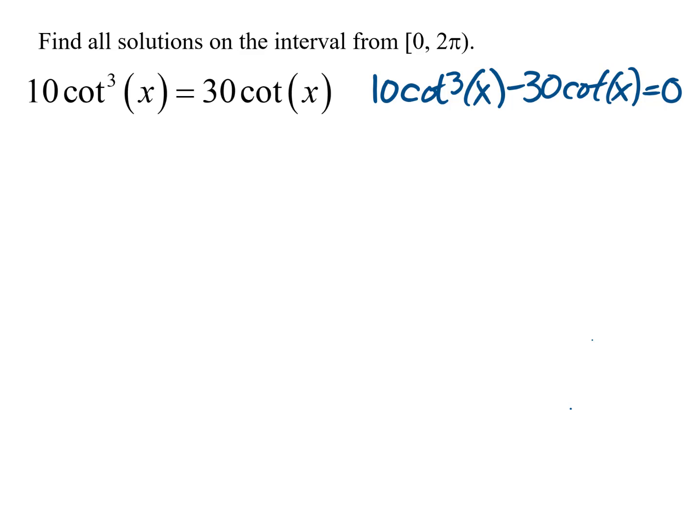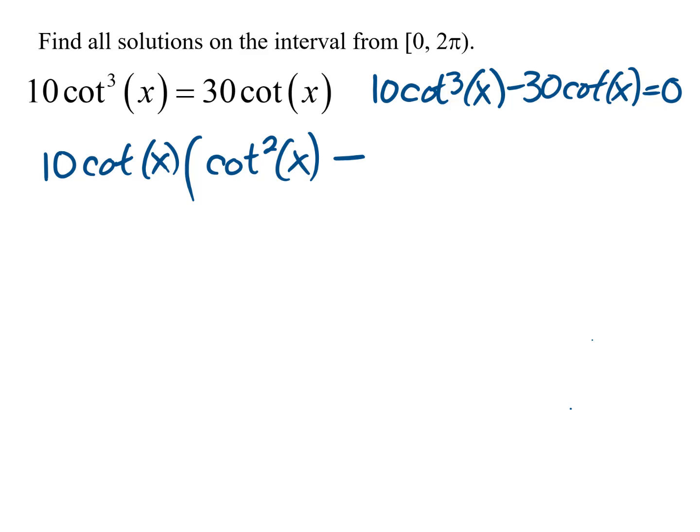Now I see that I have in common a 10 and a cotangent of x. So I'm going to factor that out of both terms. Taking the 10 and one of the cotangents out of the first term will leave me cotangent squared of x. Then I have a minus. Dividing 10 out of 30 will leave me 3, and I took the cotangent out, equals 0.